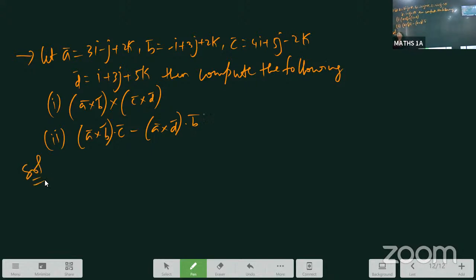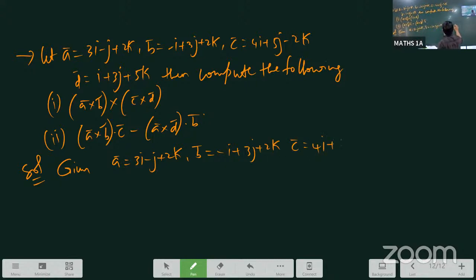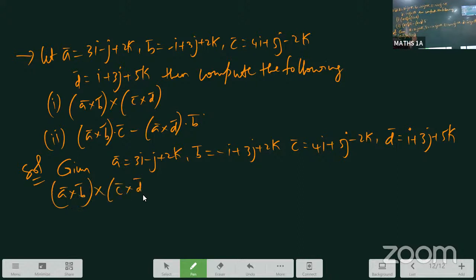See the solution. What is given? A bar 3i minus j plus 2k. Your B bar is minus i plus 3j plus 2k. Your C bar is 4i plus 5j minus 2k. And your D bar is i plus 3j plus 5k. First, I am going to do A bar cross B bar cross C cross D. Means first you are going to take A bar cross B bar separately.